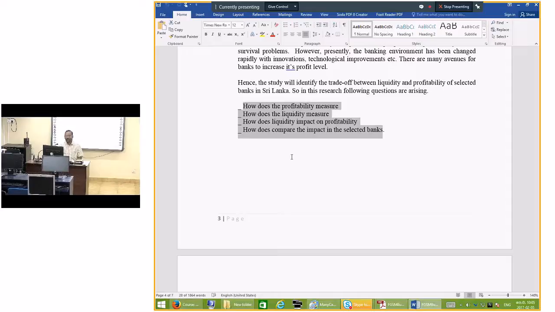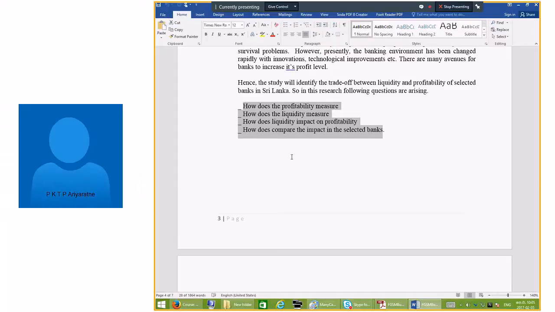How does liquidity measure? You go to the textbook and find out. Am I correct? Okay, sir. Then what is your problem? What is your research question? The question is to identify the relationship between profitability and liquidity in the commercial banks of Sri Lanka.